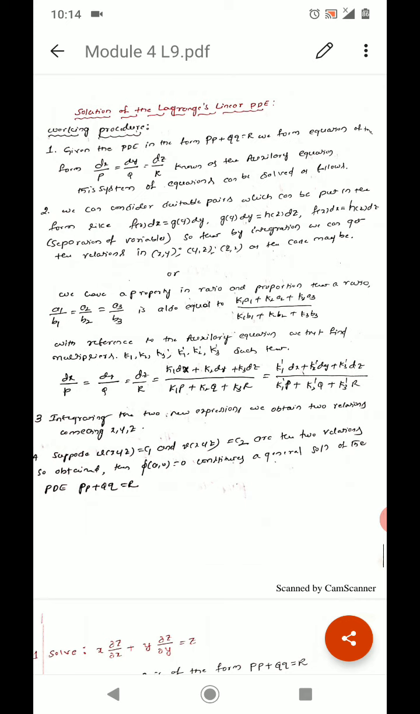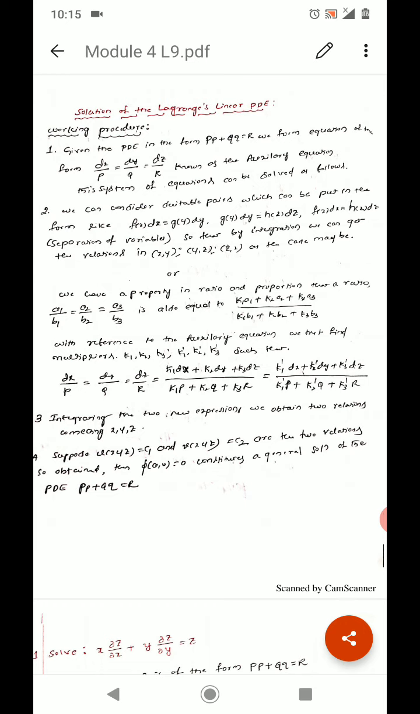Or there is another method. We have a property in ratio and proportion, that a1 by b1 is equal to a2 by b2, which is equal to a3 by b3, which is also equal to k1 into a1 plus k2 into a2 plus k3 into a3 divided by k1 into b1 plus k2 into b2 plus k3 into b3.